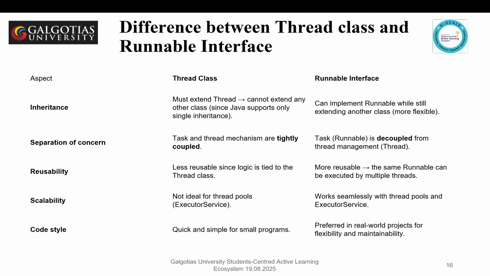Key differences. Runnable is an interface, thread is a class. Runnable promotes loose coupling. Runnable allows extending other classes. Runnable is preferred in real-world applications.